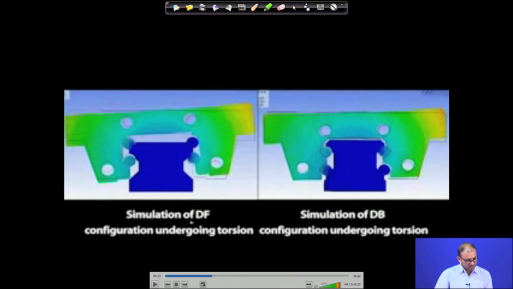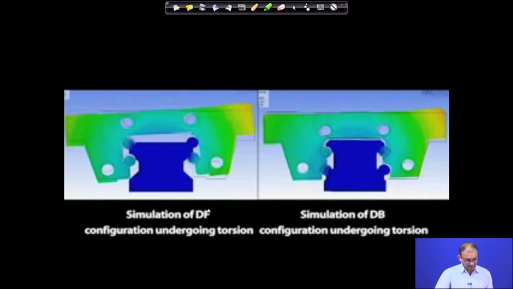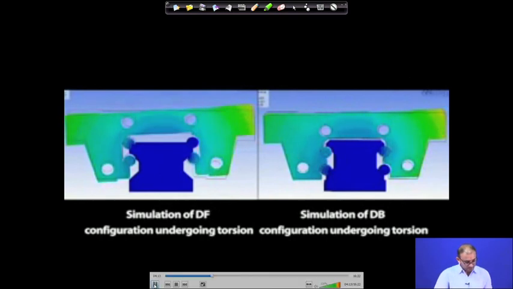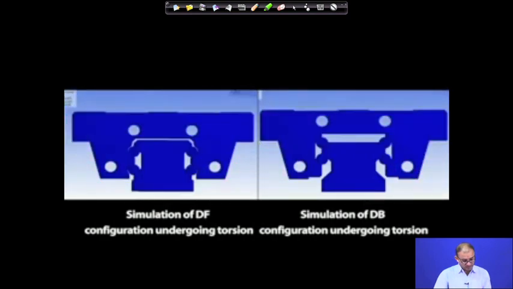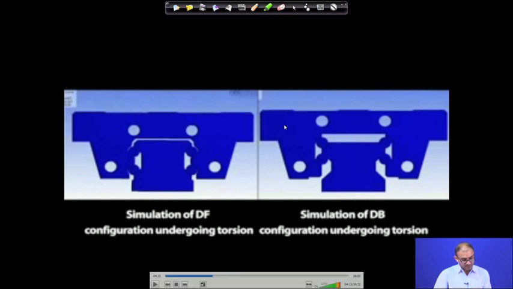This is the same as the DF configuration under torsion. Torsion means you are moving in this particular direction. This is the same configuration undergoing torsion; this is called BD type, and this is called DF type. Now if you see, this one is moving a little bit more, because it is not able to resist that torsion motion as well as this DB configuration.